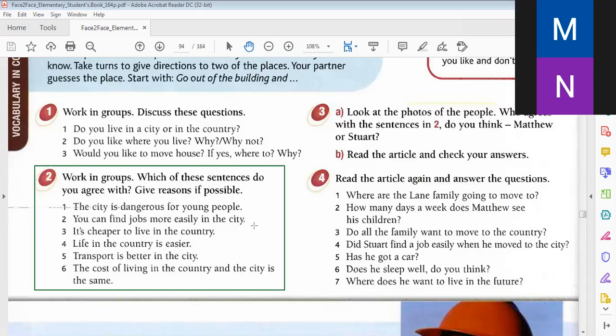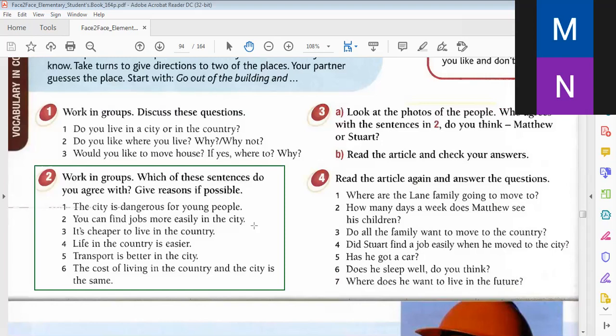Do you agree, Sazabi? Do you think it's cheaper living in the country, or do you think it's more expensive than living in the city? Maybe more expensive. But why do you think it's more expensive? Because transportation. Yes, and because everything they bring from the city.